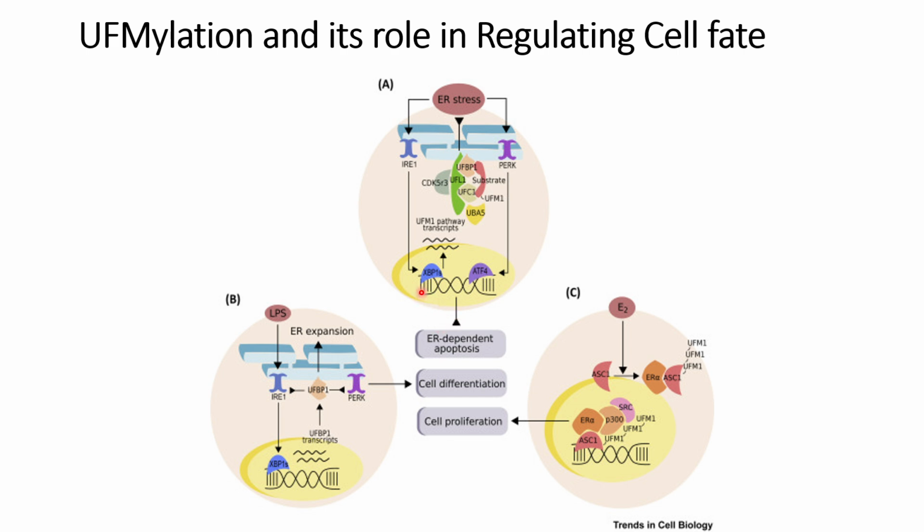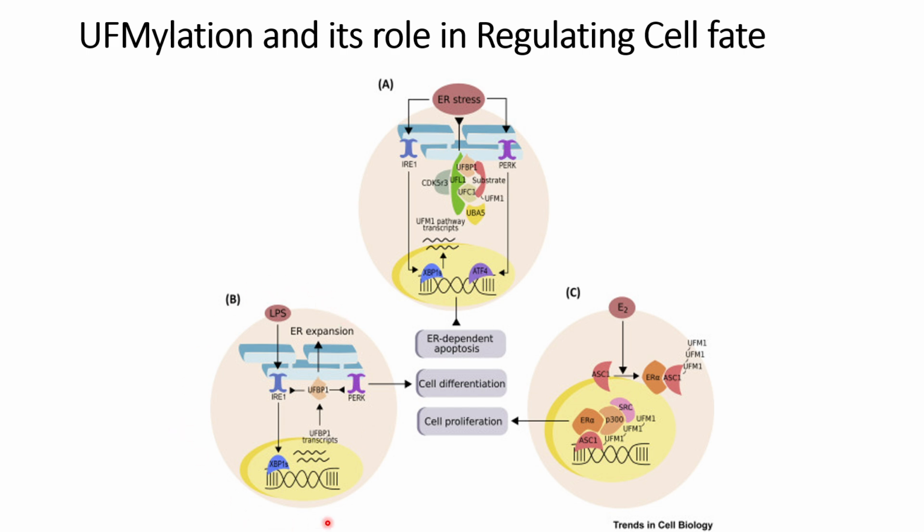And if this ER stress is not controlled by the IRE1 alpha or PERK pathways, or the UFM1 pathways, then it will trigger the ER dependent apoptosis. So now let us go through some of the examples.